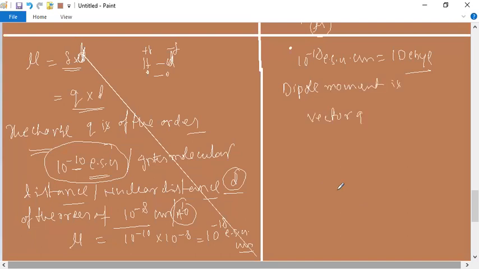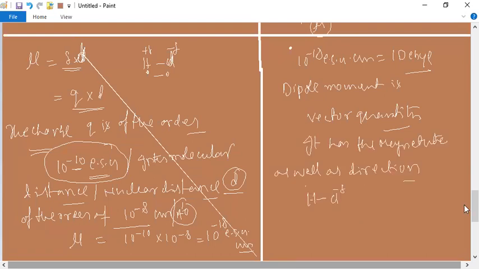One more piece of information: dipole means it has magnitude as well as direction. The charge will move this side, so it will have direction and some magnitude. Now it is often represented by an arrow, according to vectors. You know that the positive charge side should be the tail, and the negative charge side should be the head.